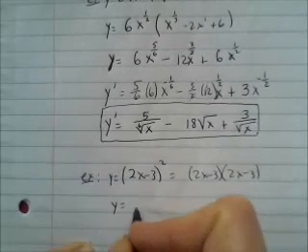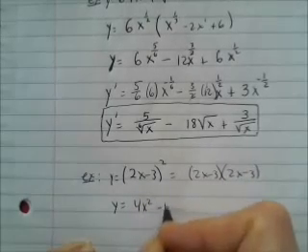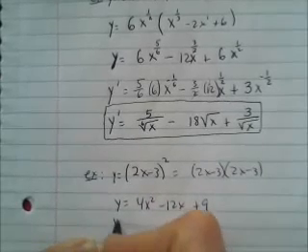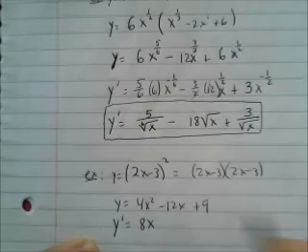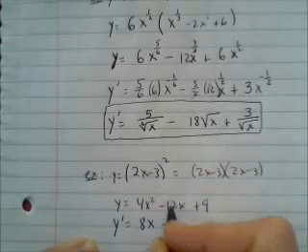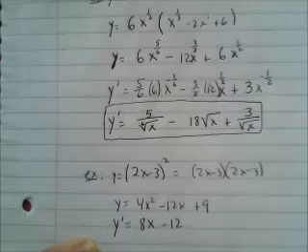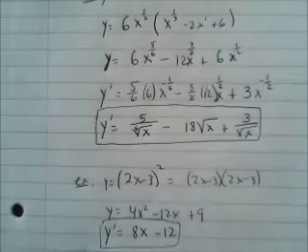So y is actually equal to 4x squared minus 6x minus 6x plus 9, which is 4x squared minus 12x plus 9. And now to take the derivative of that, 4 times 2 is 8, times x to the first, minus 12, and the x goes away, and then the derivative of 9 is 0. So there is your derivative for that example. So that's the sum and difference rules.